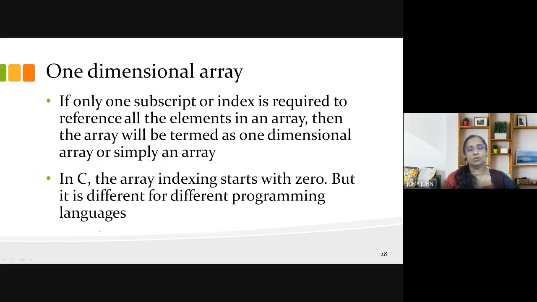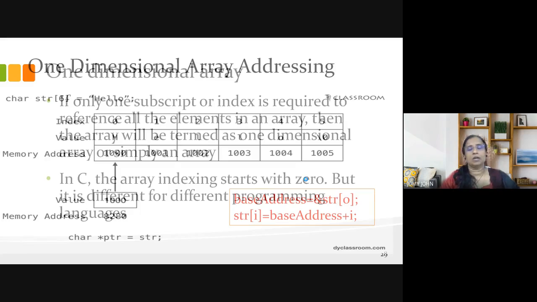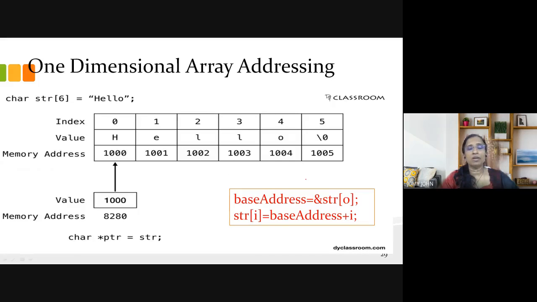Now we'll go through the one-dimensional array. What's the peculiarity of a one-dimensional array? It has only one subscript or one index. Only this index is required to reference all elements in the array. We know that the index starts with 0 in the case of C, but it is different in different programming languages. Now we'll see how we can address a one-dimensional array, and how it is stored in memory.